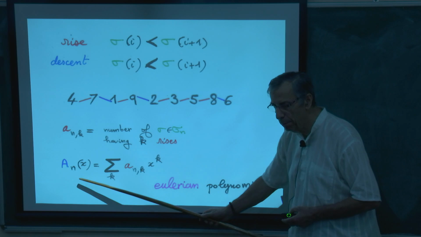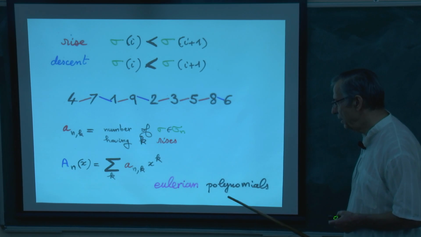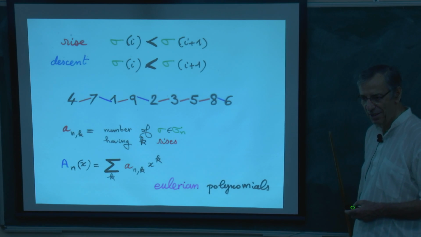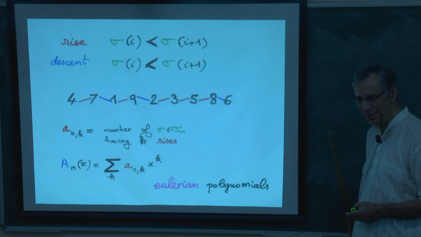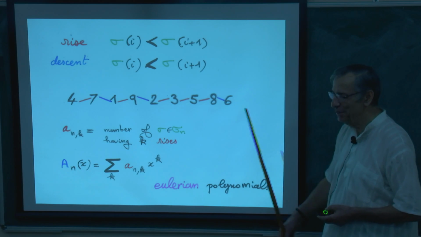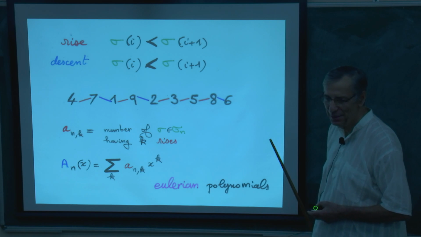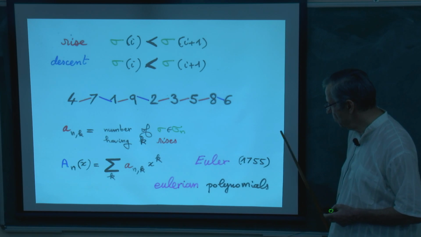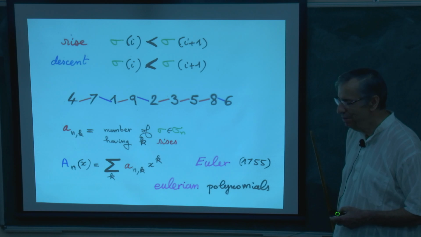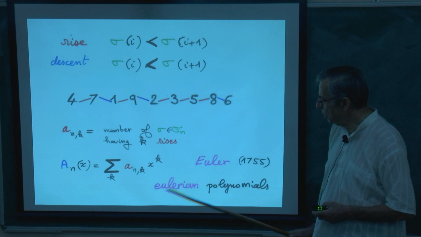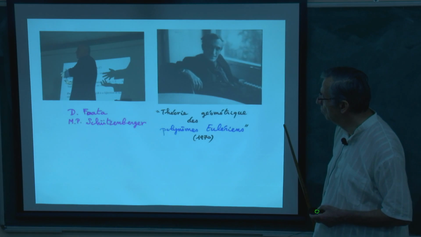And this defines a polynomial, which is very classical. It's called the Eulerian polynomial because Euler was considering this polynomial for other reasons than looking at the rises and descents of a permutation. This was in 1755, something like that. So it's called the Eulerian polynomial.